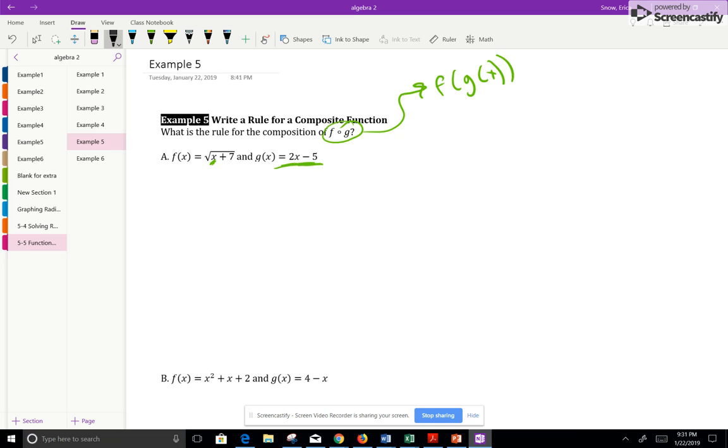So I'm going to have the square root. I'm going to replace my x with 2x minus 5, and then I have plus 7. The black part is our function f. The green part is our function g. And then from here, you simplify. So you get 2x minus 7 plus 5 is plus 2.